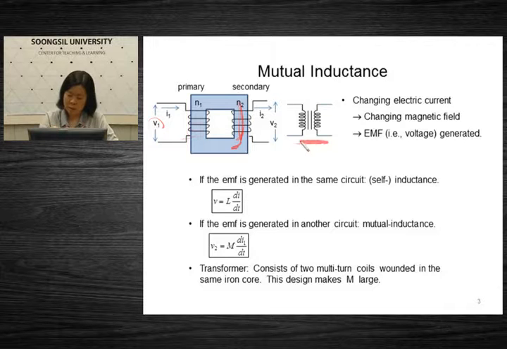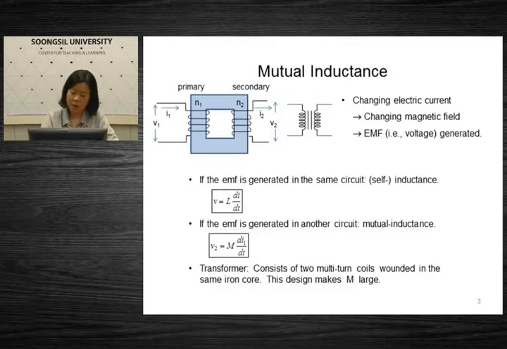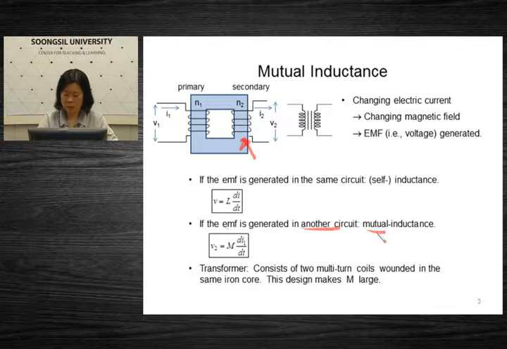Now here you see a symbol. This symbol indicates a transformer: two coils and a core in between these two coils. Now, if EMF or voltage is generated in the same circuit, it's called self-inductance, and the inductance value is represented by the symbol L. If the EMF is generated in another circuit, such as the secondary circuit here, it's called mutual inductance, and the inductance value is represented by the symbol M.